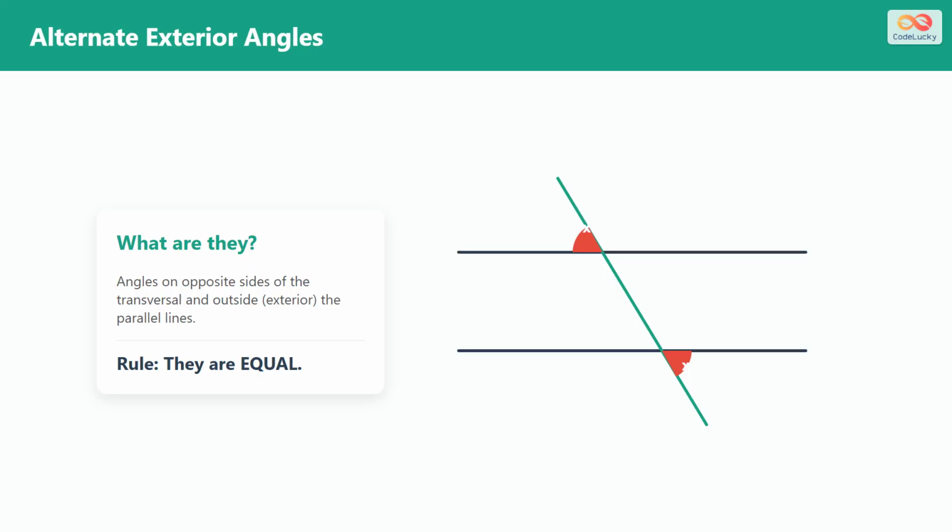Moving to the outside, we have alternate exterior angles. These are on opposite sides of the transversal, but in the exterior region. Think of them as the outer corners. The rule here is also the same. Alternate exterior angles are equal.